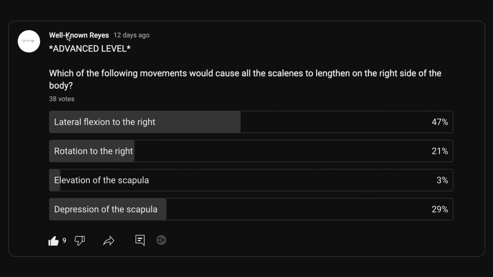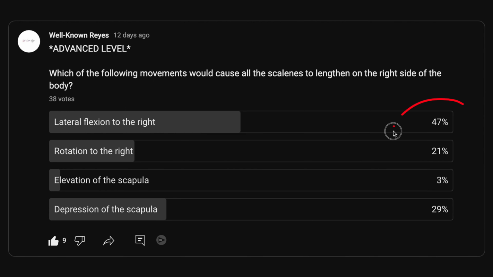All right, so in the community tab, I asked you which of the following movements would cause all of the scalenes to lengthen on the right side of the body. And we had a great turnout here. We had 38 votes. 47% of you said it was going to be lateral flexion to the right. 21% of you said it was going to be rotation to the right. 3% of you said it was going to be elevation of the scapula. And then 29% of you said it was going to be depression of the scapula. And then thank you to the 9 people who liked this post.